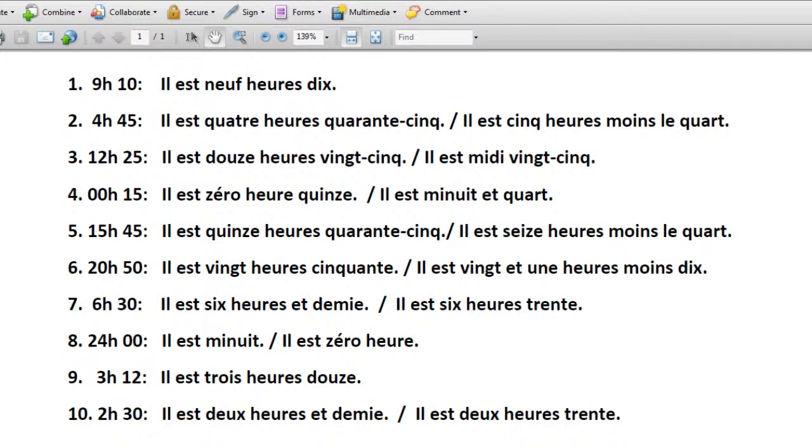Next. Il est 20 heures 50. 20, 50 will be 20 heures 50. Il est 21 heures moins 10. 21 hours minus 10. You can also say it that way. Next. When you want to convert it into our Indian AM, PM, you can use it with du matin, du soir. I told you. For AM you use du matin and for PM you use du soir.